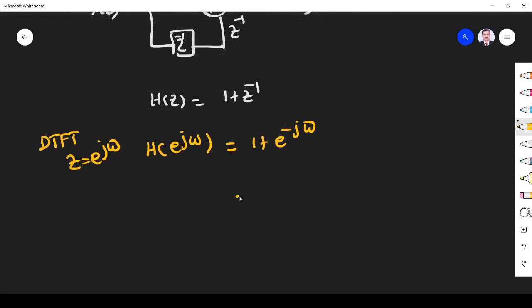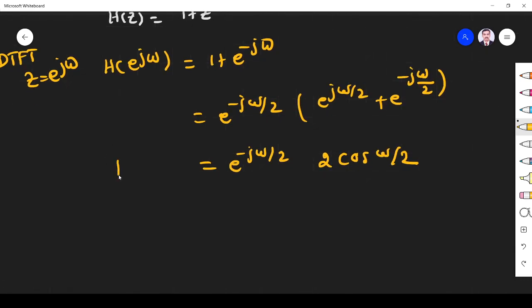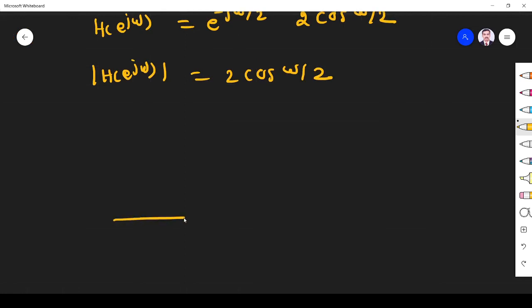Right? I take e power minus j omega by 2 outside. So it will be e power j omega by 2 plus e power minus j omega by 2, all multiplied by e power minus j omega by 2. This is 2 cos omega by 2. So this is my frequency response. What is the magnitude response? Take the magnitude. Mod of e power minus j omega by 2 is 1, so what we get is 2 cos omega by 2. So you take x-axis omega, y-axis h of e power j omega.